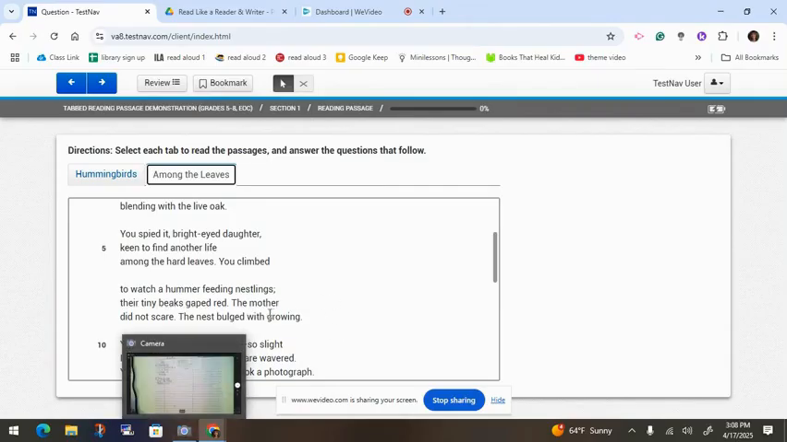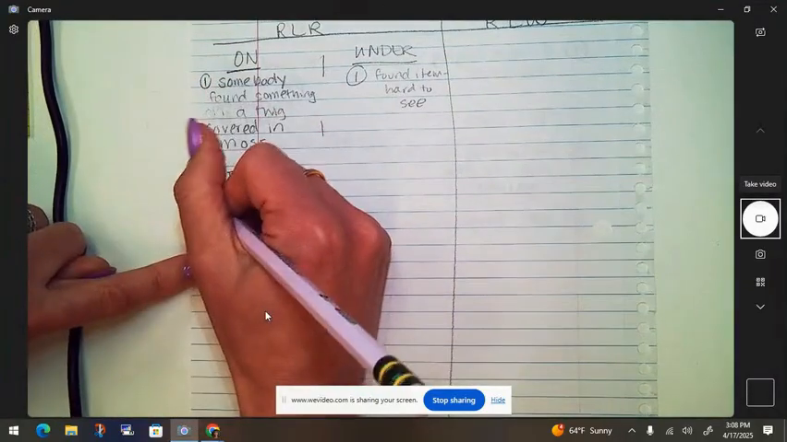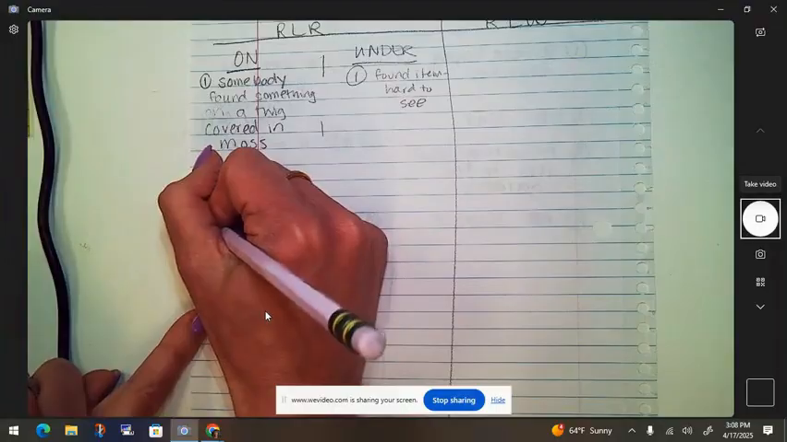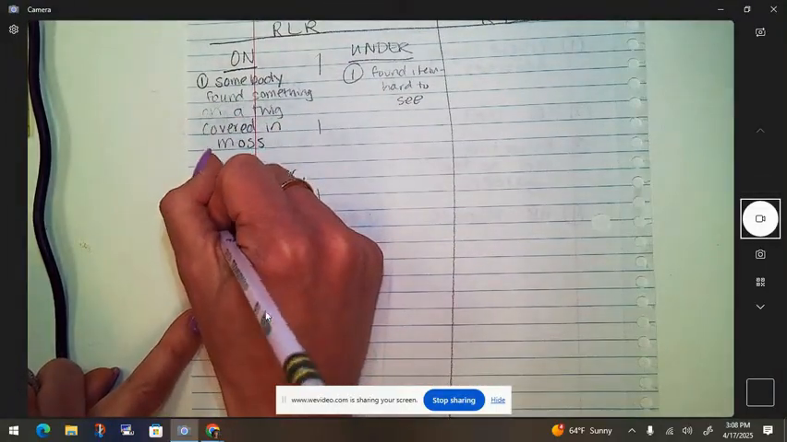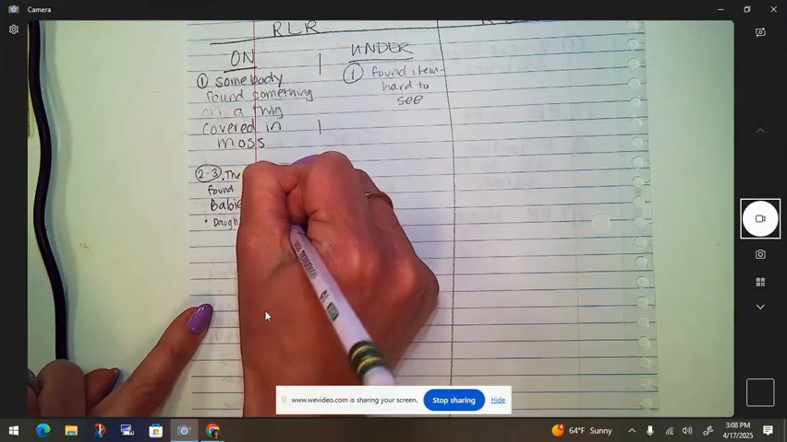And that it said the mother did not scare. So the hummingbird mom did not scare. Like all of that to me is directly stated there. So daughter climbed to see it.